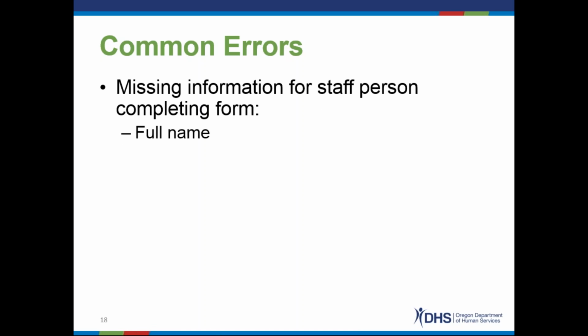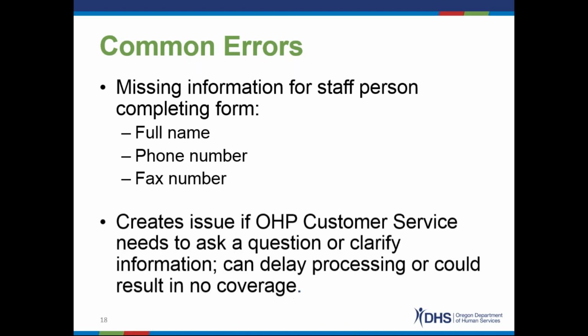Some common errors that we see: missing information for the staff person completing this form. So their full name, phone number, and fax number. And this is super important to include, because if there is key information missing from the application or there's an error, then OHP customer service doesn't have any way to get a hold of the person who submitted this form. So we often see very general information, just the hospital's name, and then have trouble tracking down who that person is that submitted the form, which can further delay the benefits being active for the newborn.